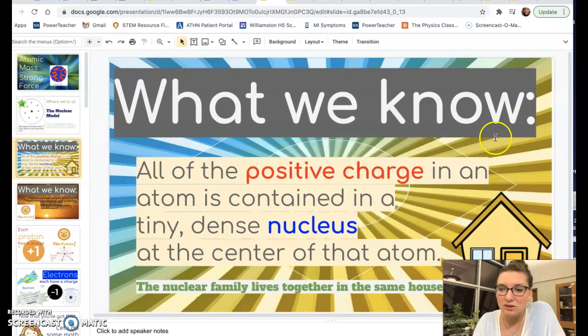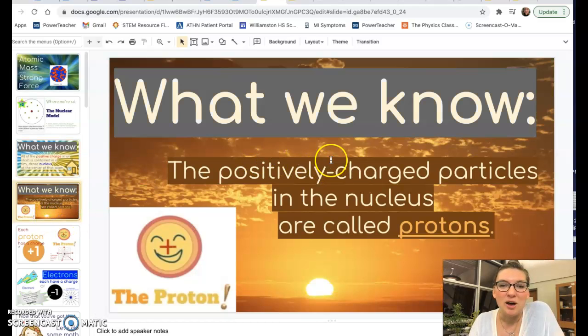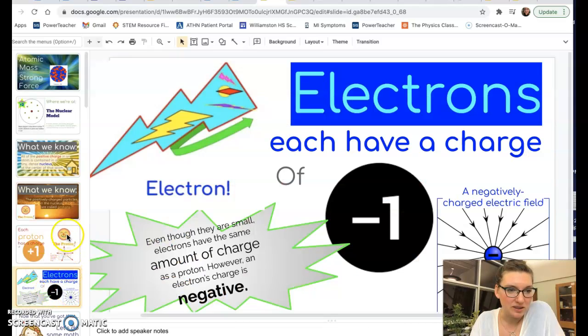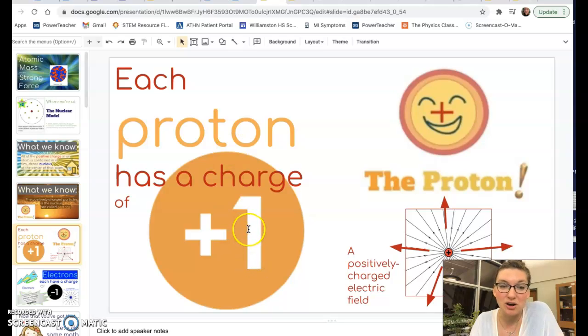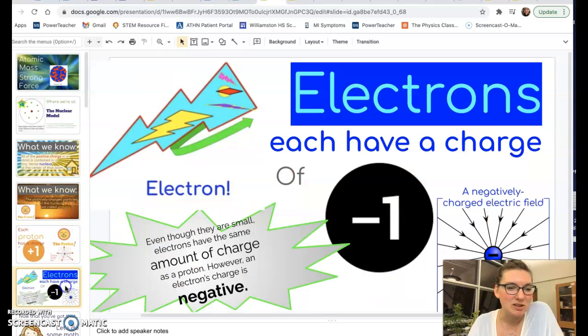You can kind of think of the nucleus like the house where all the positive stuff in the atom lives. The nuclear family lives together in the same house. So what we know is that the positively charged particles in the nucleus are called protons. And here is my artistic rendition of a proton. Each proton has a charge of +1. So it's super simple. These are like the smallest units we can work with. So proton equals +1. It has a positively charged electric field that looks like that.